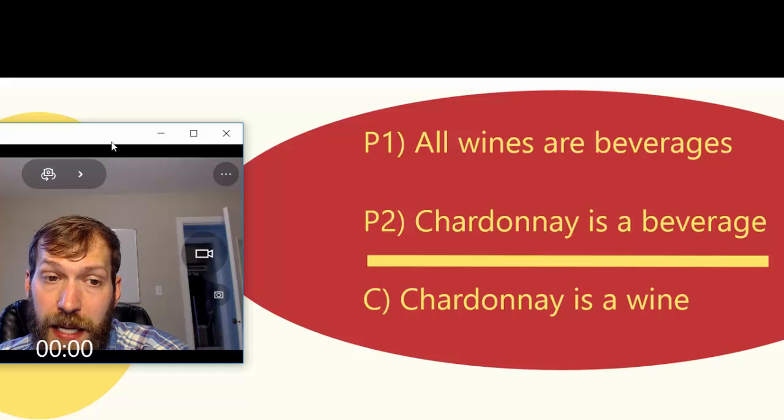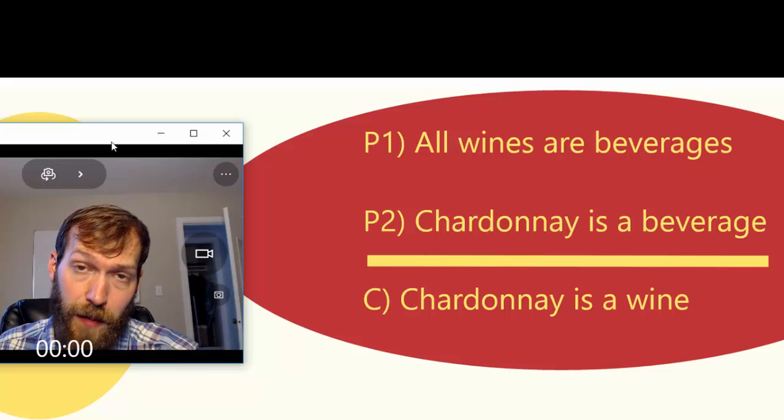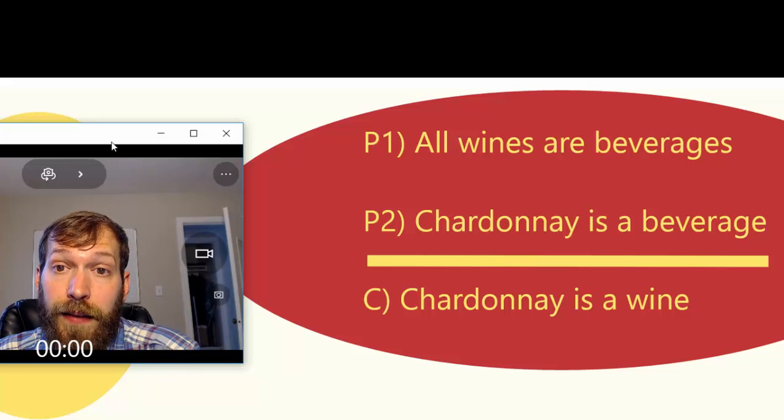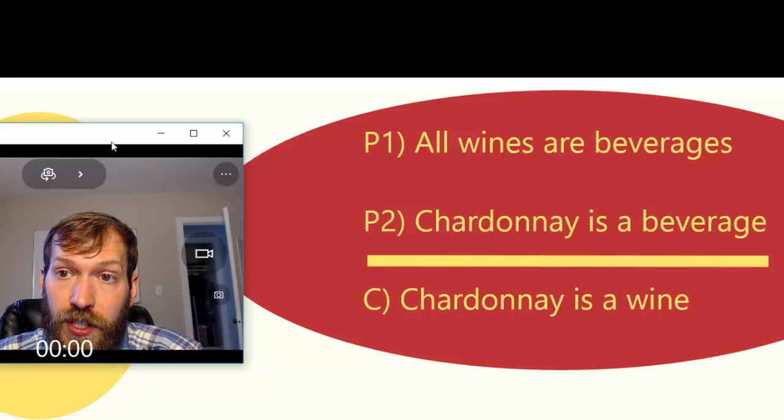Okay, if you maintained that this was a deductive argument, good, you're correct. And hopefully one of the main reasons that brought you to that is the fact that what we're dealing with here is a categorical syllogism. Wines being one category, beverages being another category, and Chardonnay being the other category.